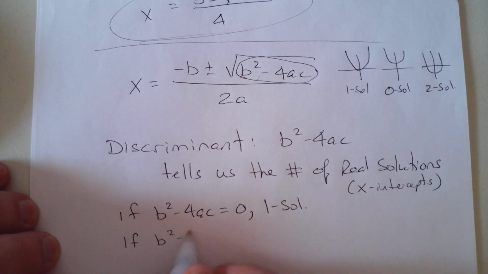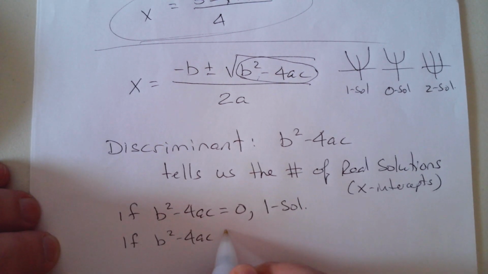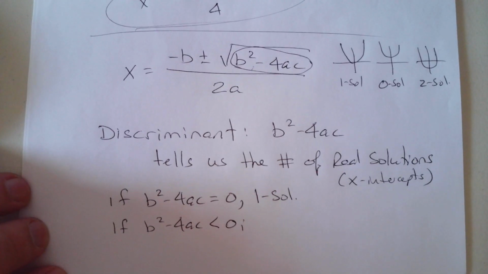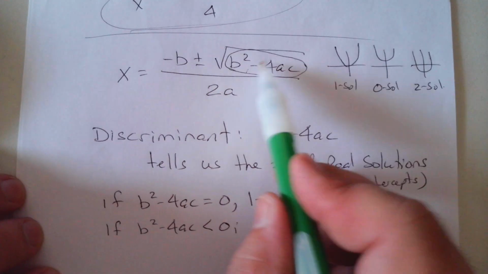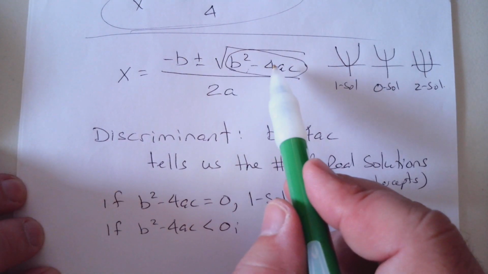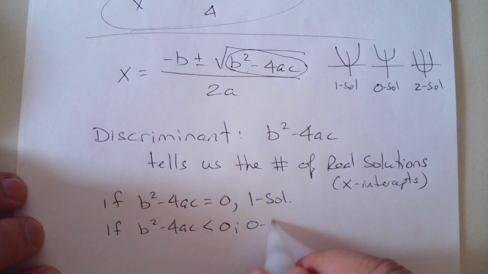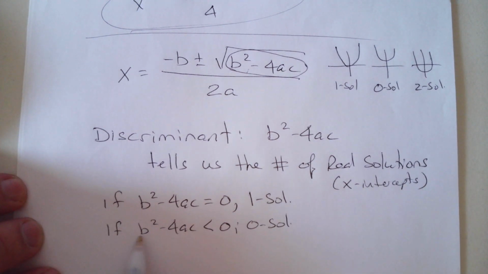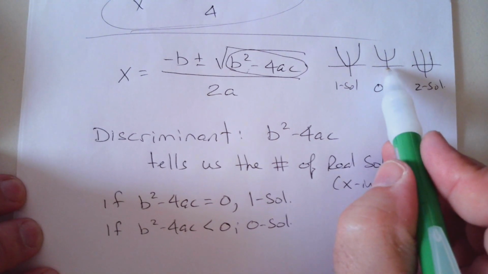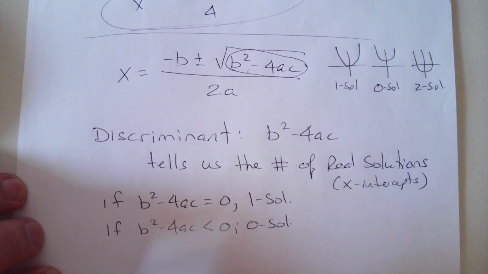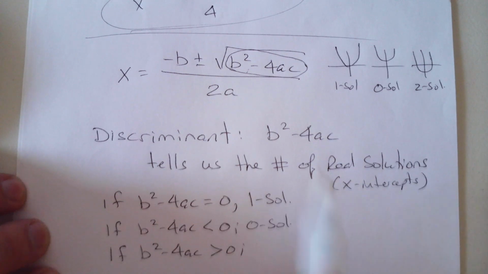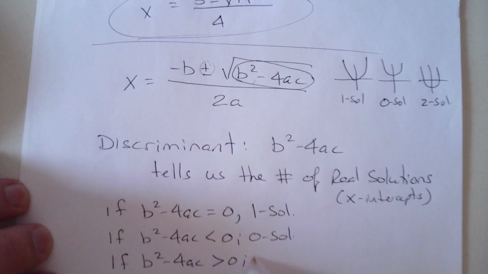If b squared minus 4ac is less than 0, or just negative, can you take a square root of a negative number? No. So if this is negative, then we have no solutions. If b squared minus 4ac is greater than 0, it's a number, then we're going to have the plus or minus. So we have two solutions.